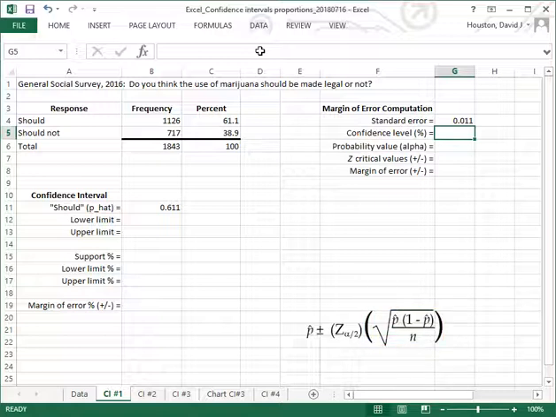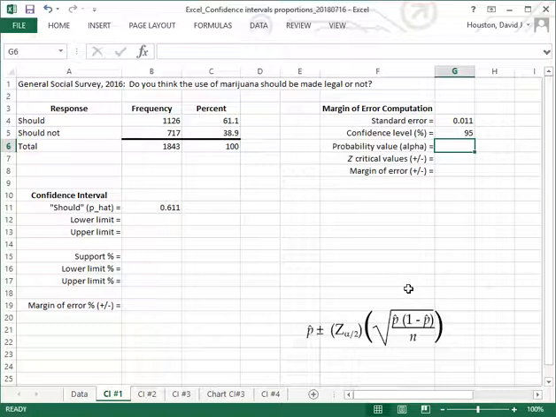The next step here is to determine the confidence level, and I'll just use the standard 95% confidence level. It can be anywhere between 0 and 100, but typical values are 95, 90, and 99. The next step is to identify the probability value or the alpha value that's associated with a confidence level of 95%.